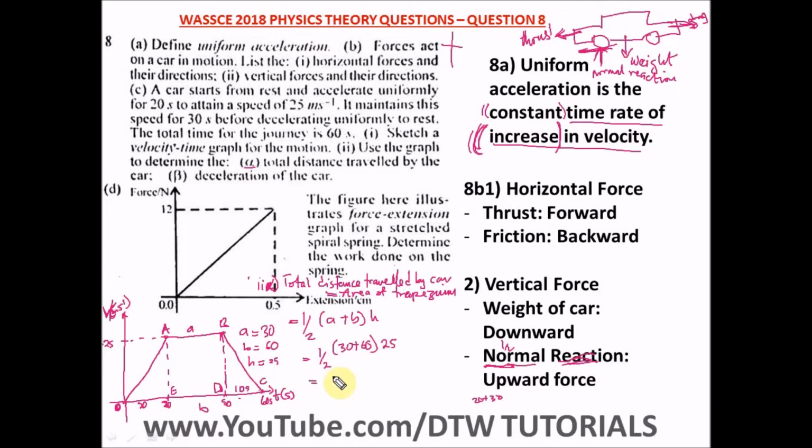45. Is that not it? 90 over 2 is 45. So 45 times what? 25. What would that give us? 45 times 25 will give us what? 1125 meter. All right. Okay. I just skipped, but for you, please don't jump this particular step.